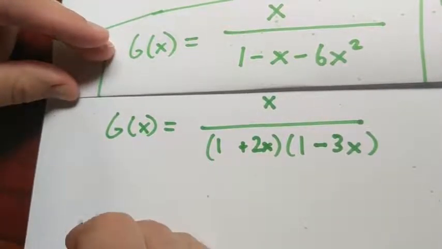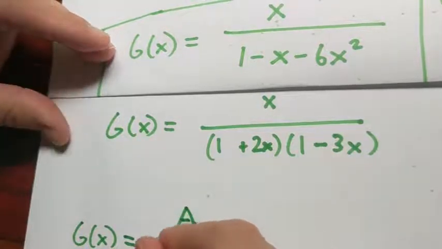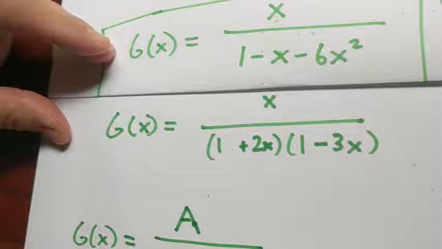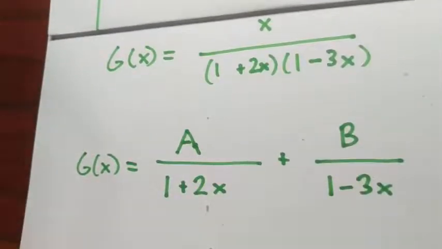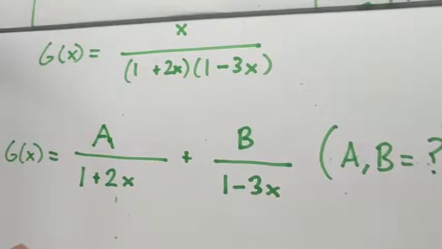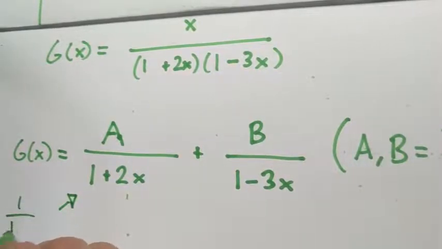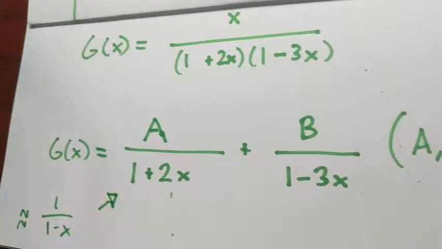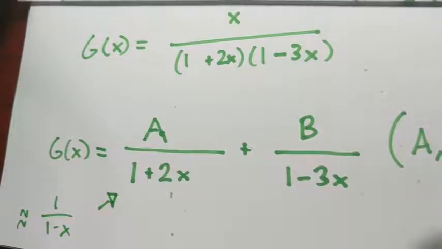Now I need to remember, wait a minute, I can do partial fractions on this. So if I start doing partial fractions, I get a over 1 plus 2x plus b over 1 minus 3x. I don't know what a and b are, but in a minute I'll go through solving for them. Now why would I want to do this? The reason is that this looks a lot like 1 over 1 minus x, and 1 over 1 minus x is something that I know how to work with. I know exactly the sequence of coefficients on 1 over 1 minus x.